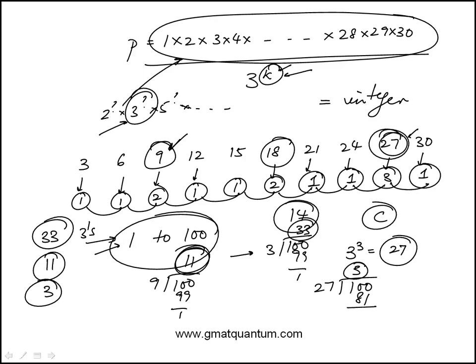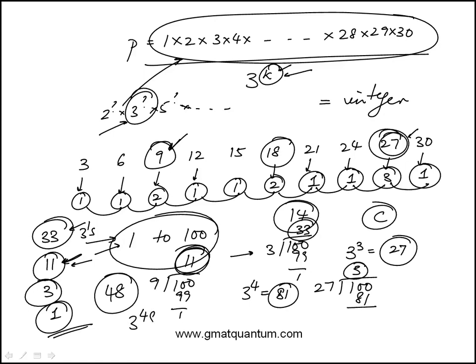And then what about four 3's? Well, 3 to the 4 is 81. That happens once, so we get 1 more. And 3 to the 5 exceeds 100. Just to reiterate, you're only counting the additional 3's. The first round counted the single 3's, and then this would be the two 3's in multiples of 9, but we're only adding the one additional. So if I add these up, that's 48. So there are 48 3's, meaning 3 to the 48 would divide 100 factorial, or the product of 1 through 100.